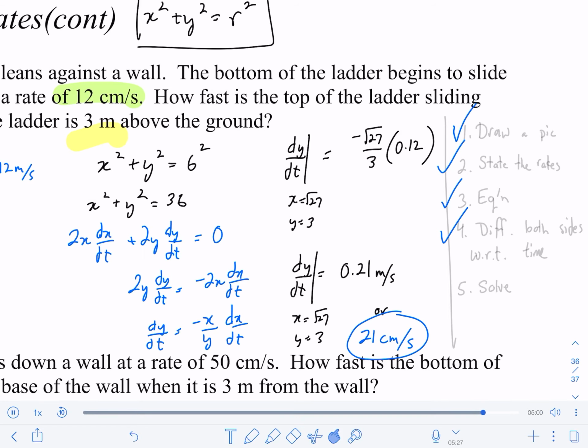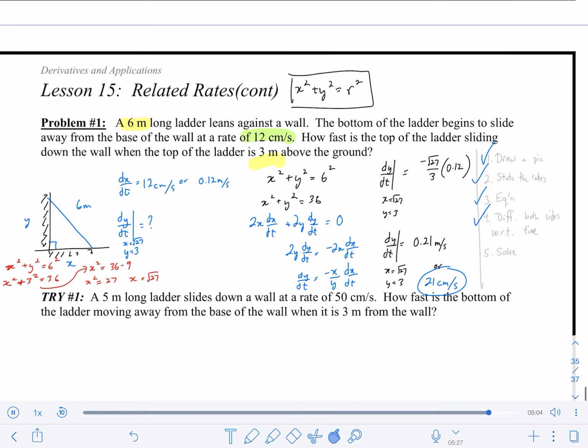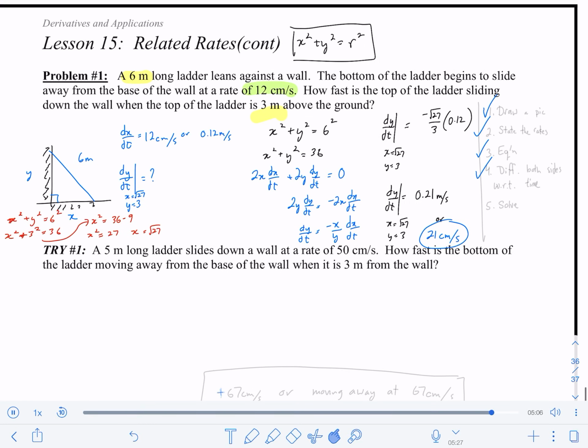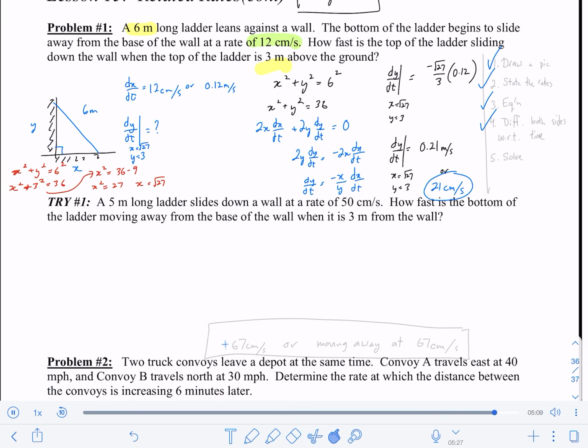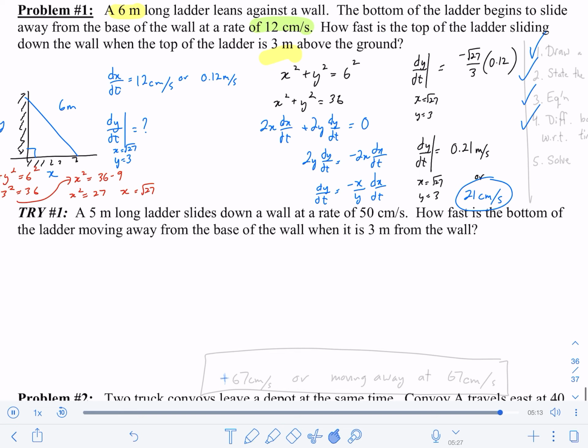Okay, so I'd like you to give that a try. I've got another one here for you to try, and I have the answer there for you. I'm going to get a negative answer because it's moving down. I'm going to get a positive answer because it's moving away from the base. So you're going to get it as 67 centimeters per second. Give that a try and see what you think.